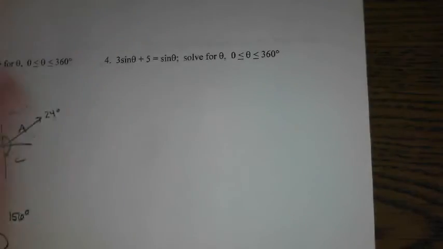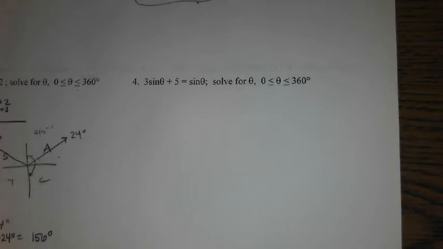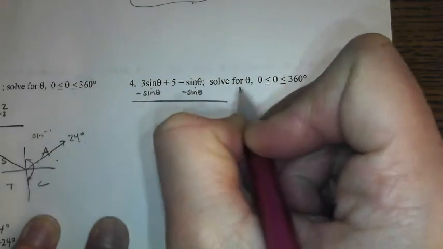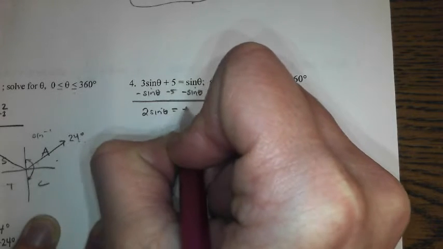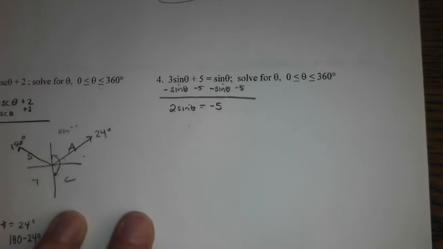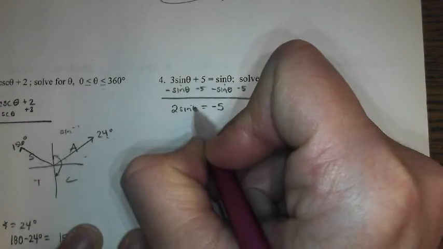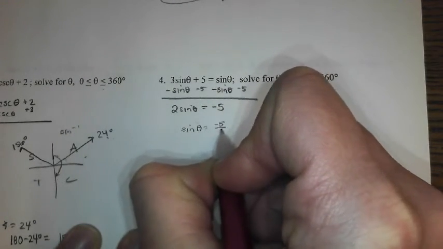Okay, last one here. 3 sine theta plus 5 equals sine theta. JR, what would you try first? Yep. Subtract sine. Do you want to do anything else at the same time, or is that just good? So 2 sine of theta equals negative 5. Bean, what would you do next? Yep. So sine of theta equals negative 5 over 2.